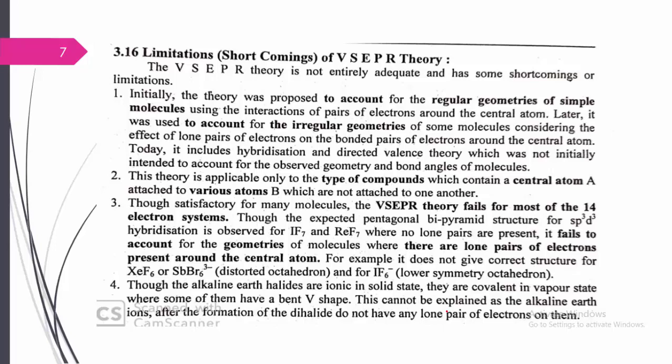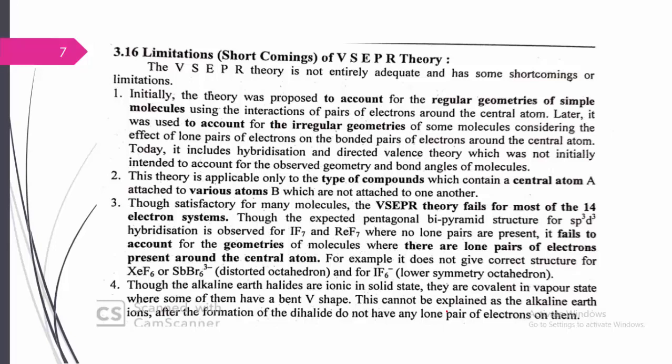Further, this theory is applicable only to the type of compounds which contain a central atom A attached to various atoms of B which are not attached to one another. Even though this VSEPR theory is satisfactory for many molecules, this theory fails for most of the 14 electron systems. It fails to explain the 14 electron system, as well as the expected pentagonal bipyramidal structure for sp3d3 hybridization, which is observed for IF7 and ReF7, where no lone pair is present. It fails to account for the geometry of the molecules.